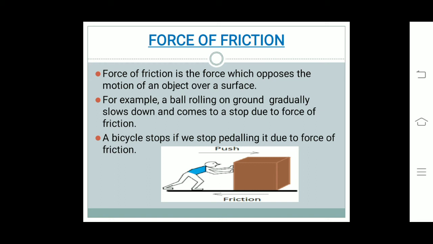For example, a ball rolling on ground gradually slows down and comes to a stop due to the force of friction. Similarly, a bicycle stops if we stop pedaling it due to the force of friction. When we stop pedaling, the bicycle begins to slow down. This is due to frictional forces which are acting opposite to the direction of motion. In order to keep the bicycle moving, we have to start pedaling again.